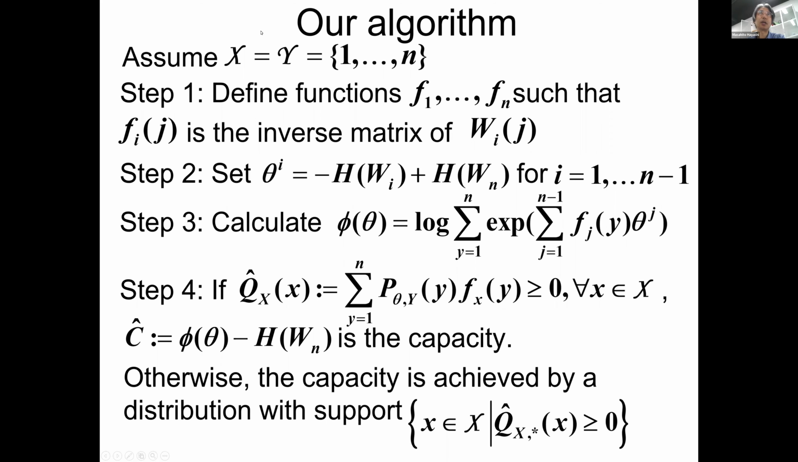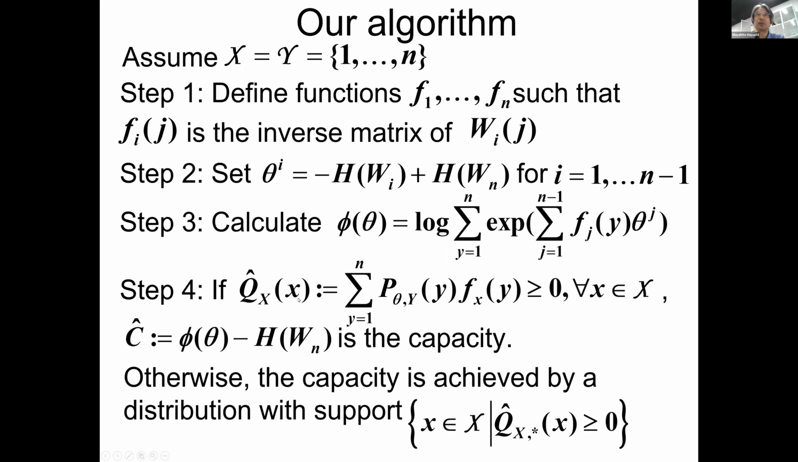So this is our algorithm. Assume that the input system and output system have the same size in this way. We define the generator functions f_1 to f_n such that f_ij is the inverse matrix of W_ij. Then we set the parameter theta in this way by using the Shannon entropy. Here i should be 1 to n minus 1. Then we calculate the potential function in this way, and finally we define the function q hat x by using the inverse matrix of the transition matrix in this way.